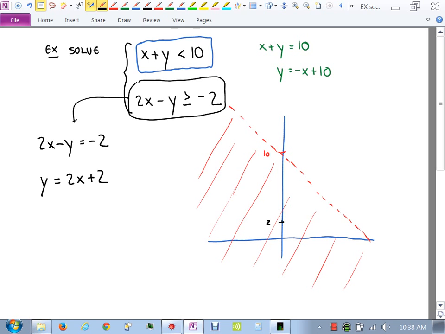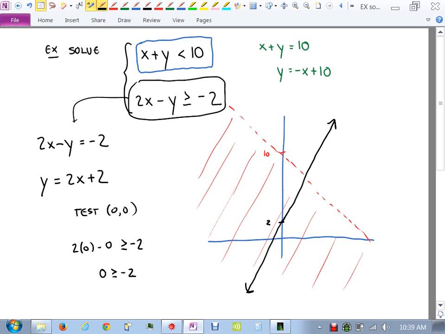Now, I'm not going to be real good on my slope here. I'm going to try my best, but it's going to look something like this. Solid line. Now, is it everything above that black line or below that black line? Well, 0, 0 does not live on that line, right? So let me test it. Plug 0, 0 into this and tell me if it's true or false. I get 2 times 0 minus 0 is bigger than or equal to negative 2. That 0 is bigger than or equal to negative 2. Is that true? Is 0 bigger than or equal to negative 2? Yes.